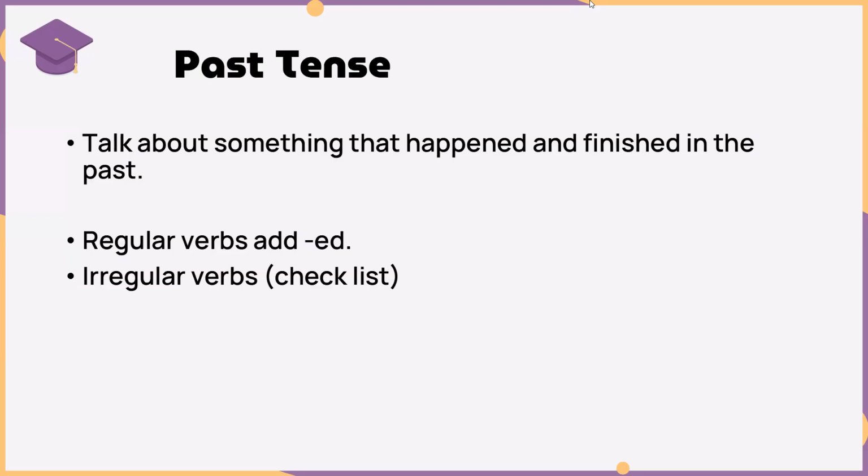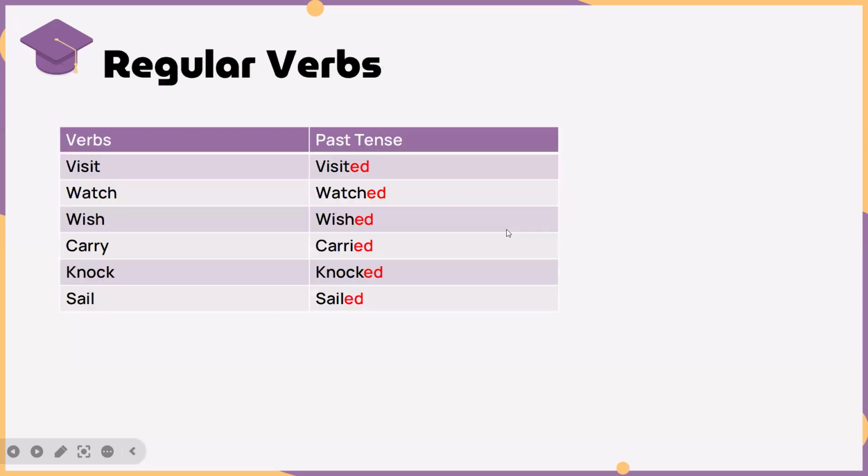We have the regular verbs, which we only add ed. And then we have the irregular verbs, which sometimes we have to check the list because they're very complicated. So you have a list that's included in this course. So make sure you check your list, okay?